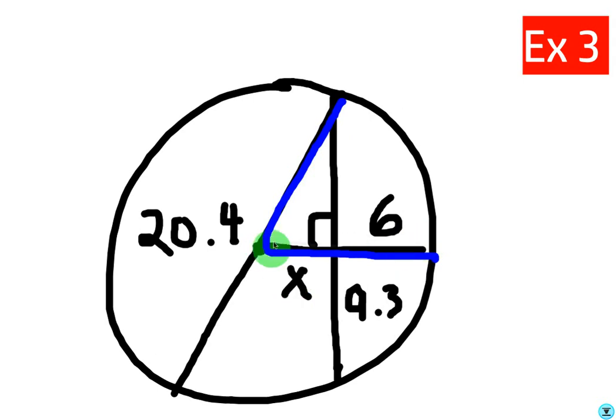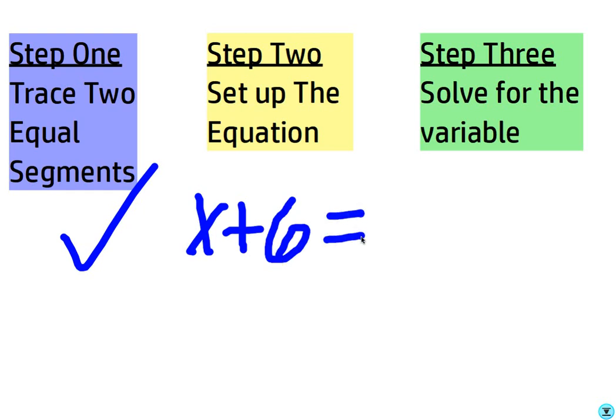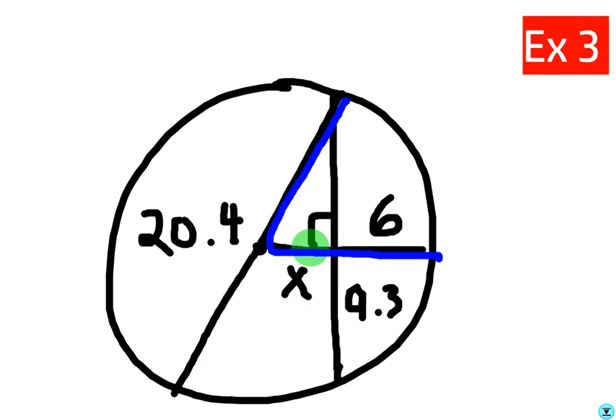Okay? Now we want to set up our equation for step 2. Can anybody tell me, raise their hand, what do you think the equation is going to be to solve for x here? 20.4 minus. Again, these two segments are the same. First of all, let's talk about this segment. How would you write this segment as an expression? 6. X plus 6. Here's x, here's 6. If you add them together, you get the whole segment. Okay, so first thing I'm going to write is x plus 6. Okay, now it's equal to the other segment. Okay, it's equal to that other segment I traced.